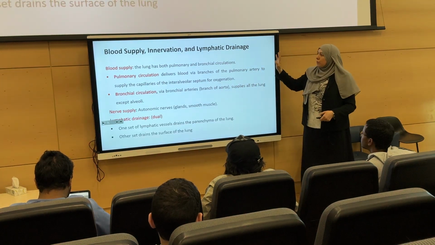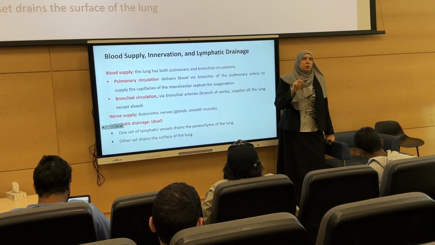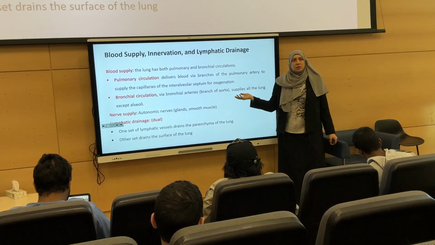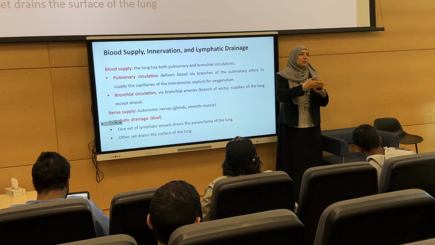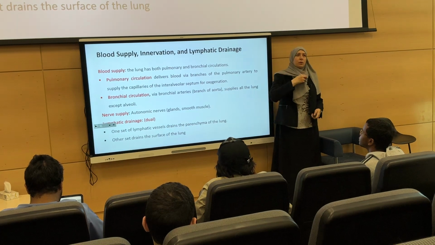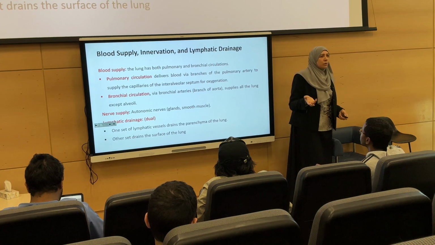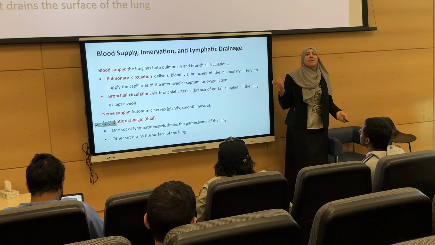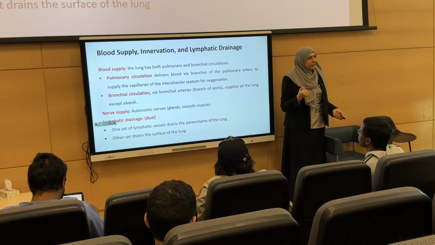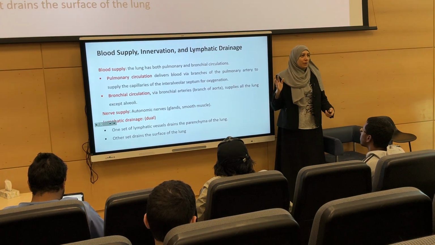So the pulmonary circulation sends blood to which part of the lung? To the capillaries between the alveoli, for gas exchange. But the bronchial circulation supplies the bronchi, the bronchioles, whatever else other than the alveoli. For the autonomic nerve, what do I want to control? Smooth muscle, in the bronchi, and also the glands. Where? Not everywhere. Do we have glands in the bronchiole? No. So it's in the bronchi and up.